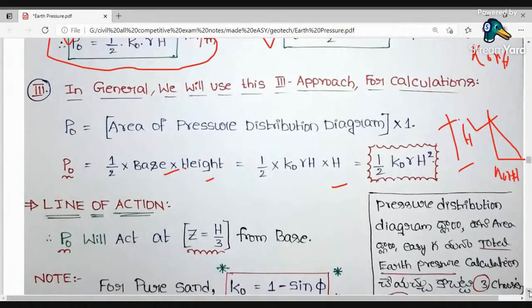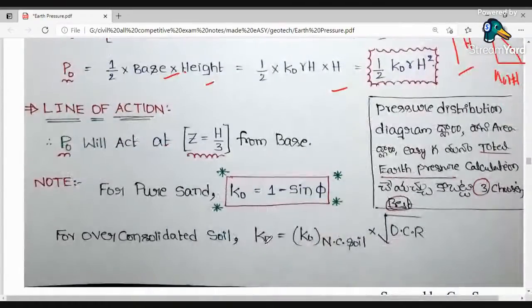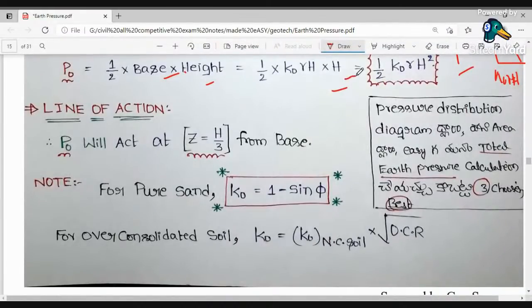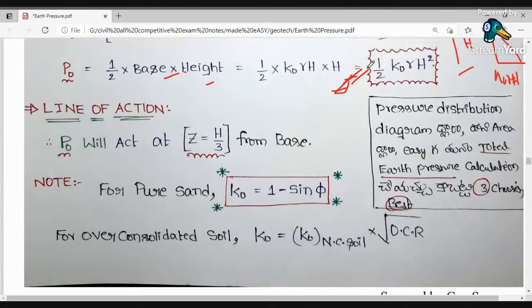Then we'll go for the line of action. So at what point does the resultant thrust act? Now our purpose is to find the point where the resultant force acts. So that is basically the line of action, right? So now our job is to find where the P naught will lie. So P naught will act at Z equal to h by 3 from the base.